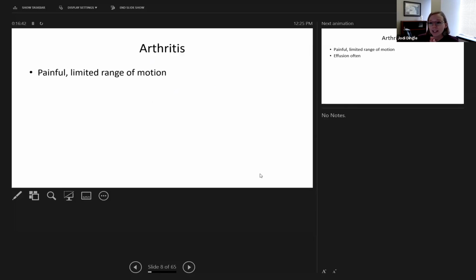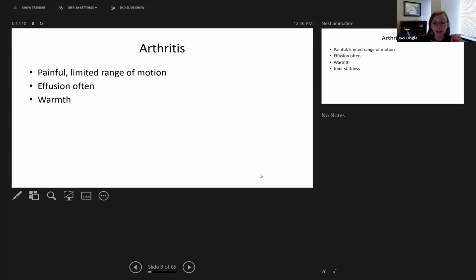So my definition of arthritis is painful, limited range of motion. So it is not just arthralgia. To have real arthritis, you have to have that painful, limited range of motion. Often there's an effusion. You can often feel the effusion. Sometimes it's small and hard to feel, and in smaller joints certainly can be harder to detect.